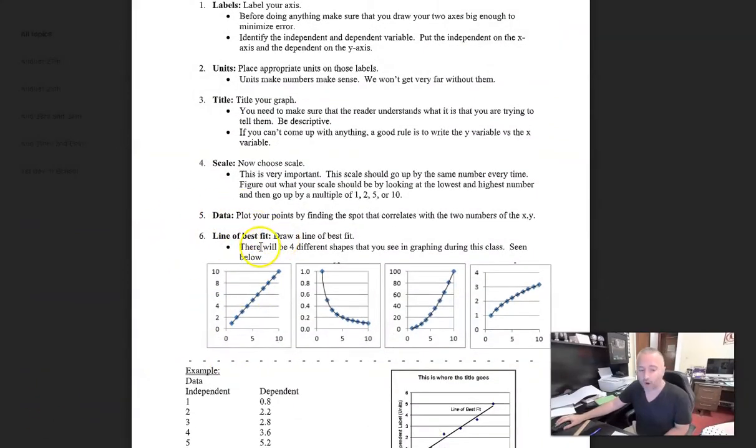Okay, for our class, I think there's one other equation that's not on here, but for our class, these are the 4 shapes that you're going to see. They have names. We'll talk more about them later, but for right now: this straight line, this curve down, this curve up, and curve over. I've made a couple graphs here just real quick, just to show you that.